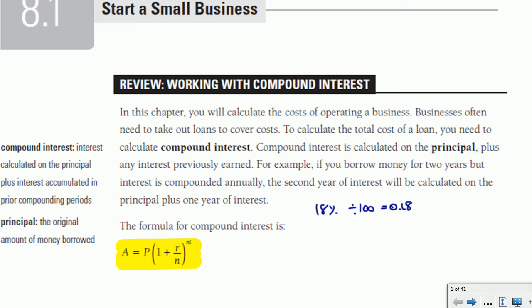So typically you'll see an N be annual, which would be 1, or semi-annually would be 2. Quarterly would be 4, monthly would be 12, weekly would be 52, and daily would be 365. So let's see how we can apply this.